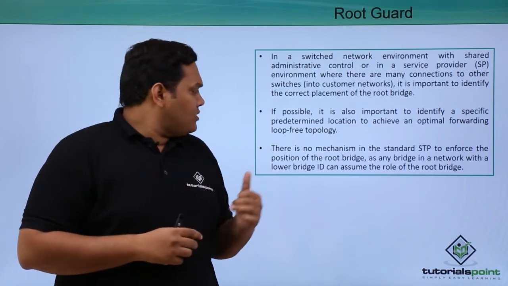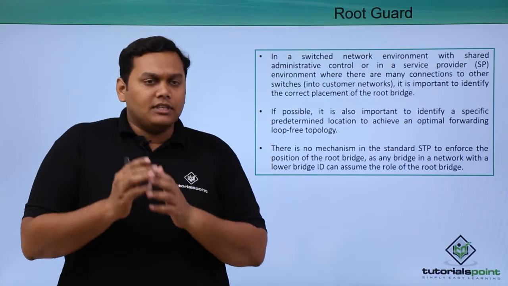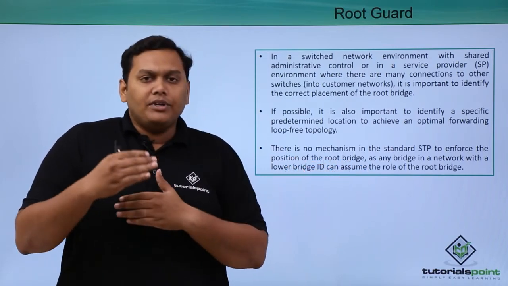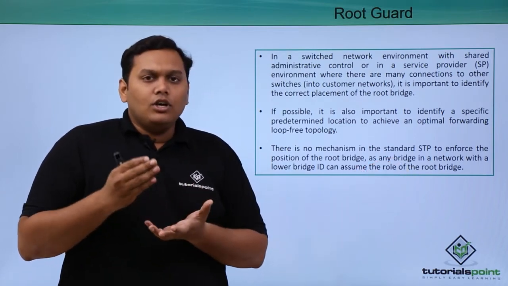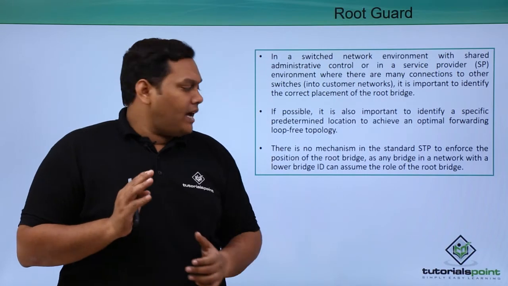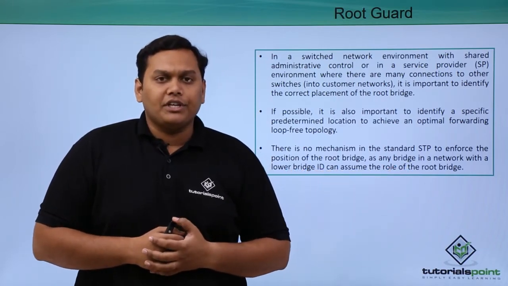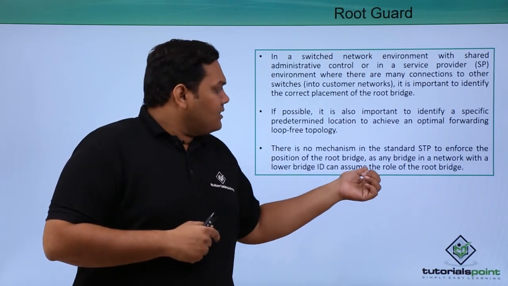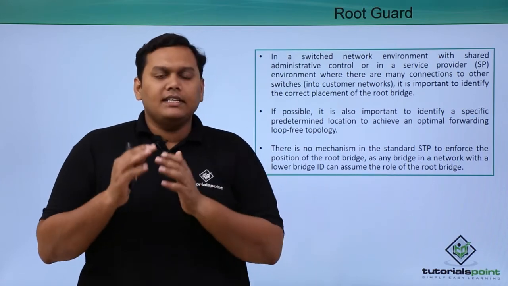By this, you see there is no mechanism in standard STP to enforce the position of a root bridge in a network with a loop-free topology, and any bridge with a lower bridge ID can assume the role of the root bridge. With the lower bridge ID, you can see that the root port is elected and the role of the root bridge is also determined.